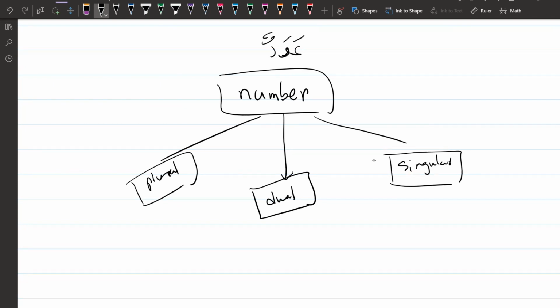The first one is singular, which is just one. Like any language, we're talking about one item, one person, one being. And the dual is very unique. It is exactly two. When you want to say two in Arabic, it is not considered plural, it is considered dual. The dual only refers to two of anything: two items, two persons, two birds, two animals, doesn't matter.